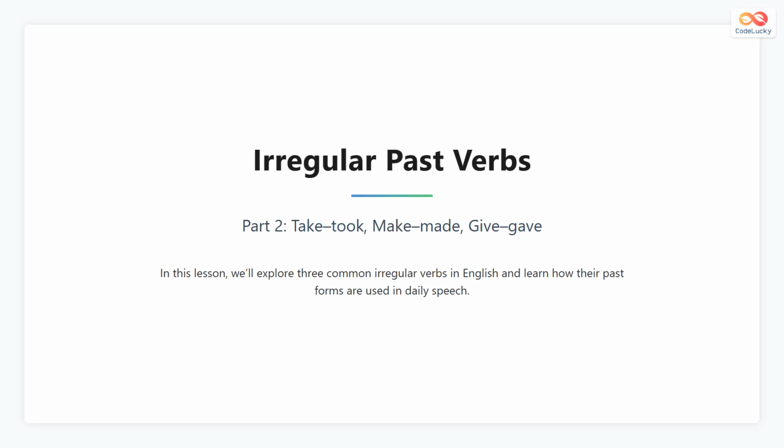In this lesson, we will focus on 3 important irregular verbs in English: take, make, and give. You will learn how their past forms change and how they are used in real sentences. Irregular verbs do not follow the usual rule of adding ed to make the past tense. Instead, their form changes completely. By the end of this lesson, you will understand how to use took, made, and gave correctly in daily speech.